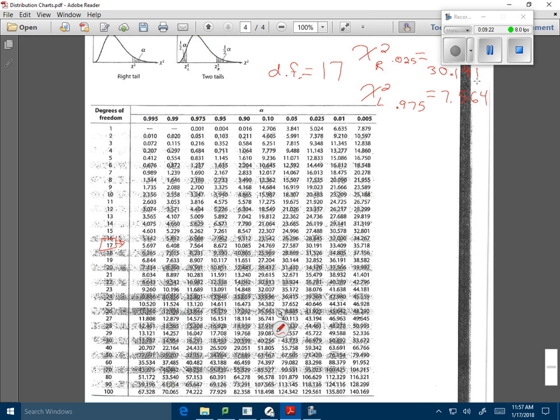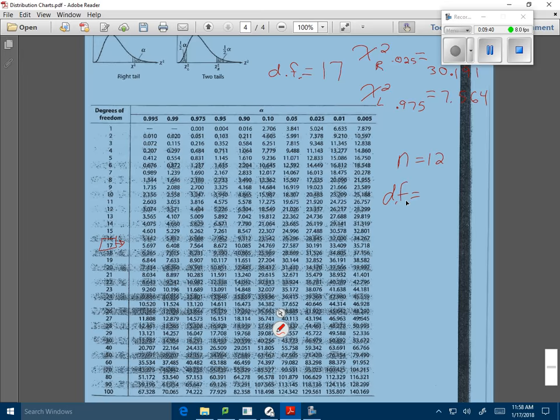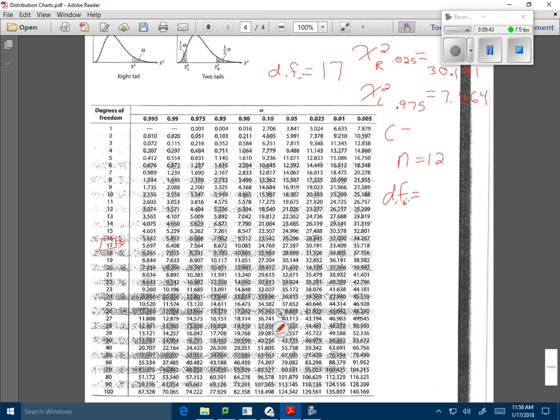Now I'm going to give you a minute to do a second example. Let's just say n is 12. So you have to solve for the degrees of freedom. And the confidence interval is 0.90. Take a minute, find the two numbers.